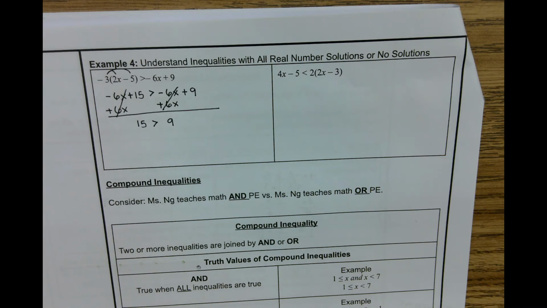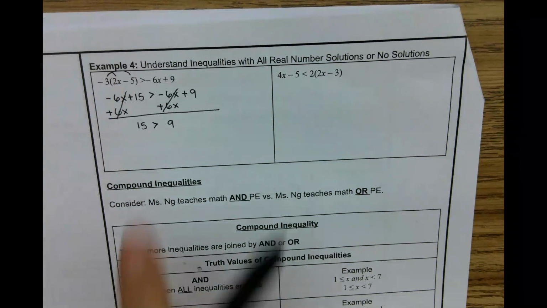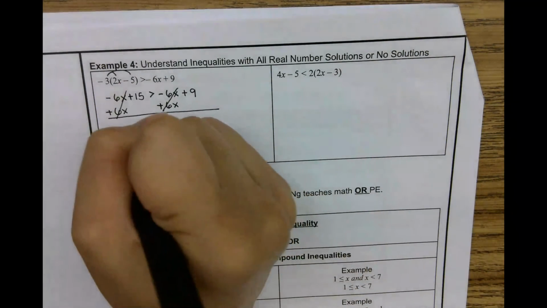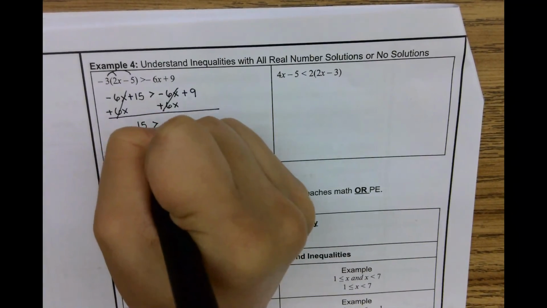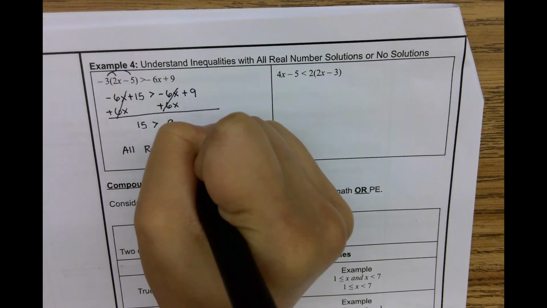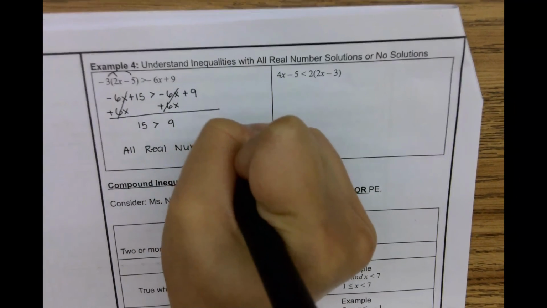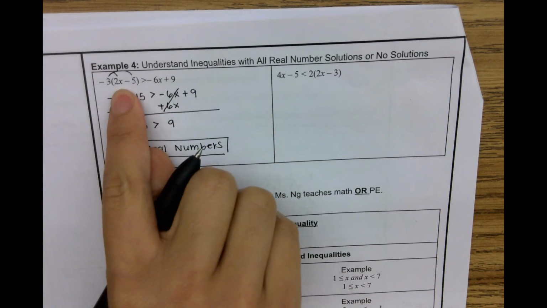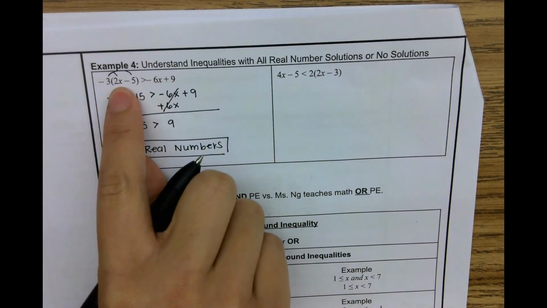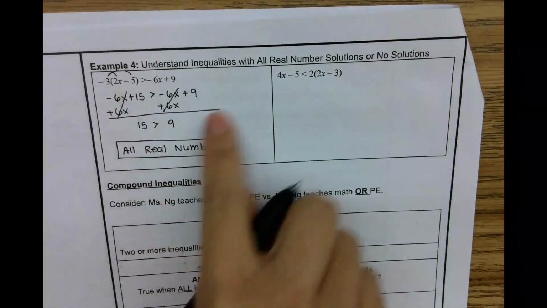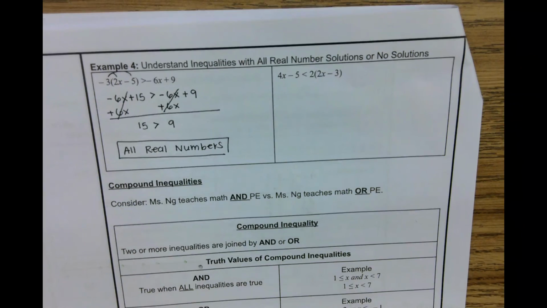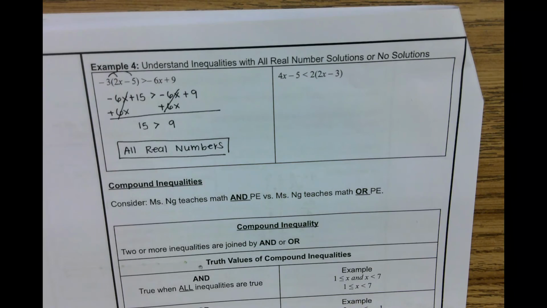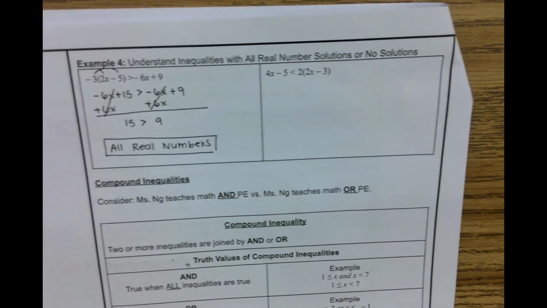So just like our equations, when we arrive at a true statement, our answer is all real numbers. What that means is that whatever number I pick to substitute in for x, this statement is going to be true. Whatever I plug in, this side is going to be greater than this side. That's why it's all real numbers. Okay, so let's try the next one.